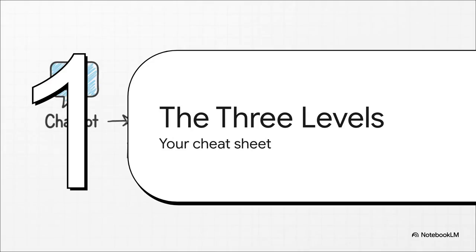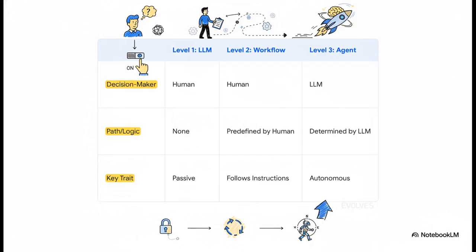Okay, let's bring it all home and put the 3 levels side by side. Think of this as your quick and dirty cheat sheet to understanding this whole space. So here's the final breakdown. At level 1 and 2, the human is the decision maker, giving the prompt or defining the path. But at level 3, the agent, the LLM, takes over as the decision maker. It decides its own path. And that's how we go from a passive tool to one that follows instructions, to one that's truly autonomous.